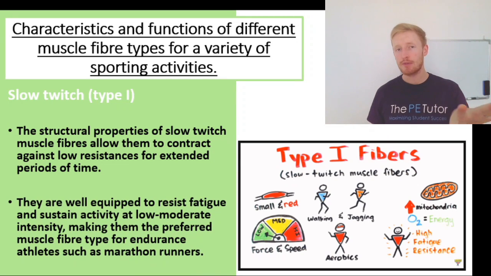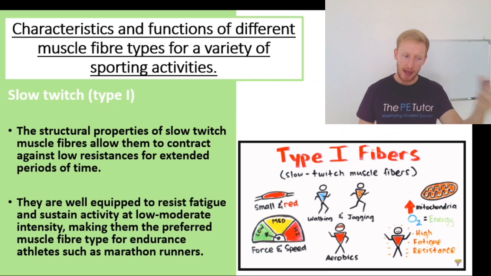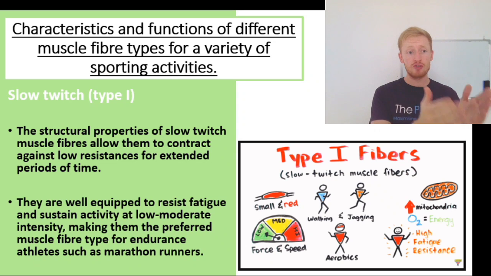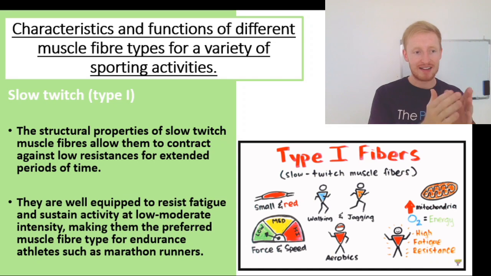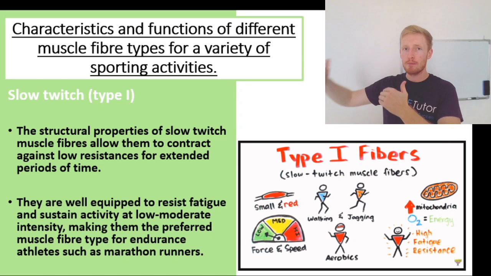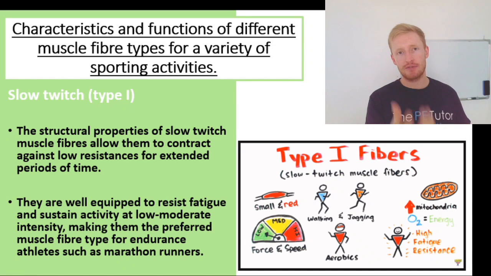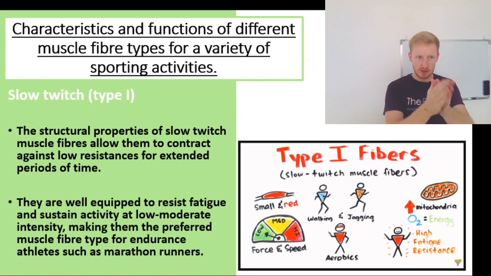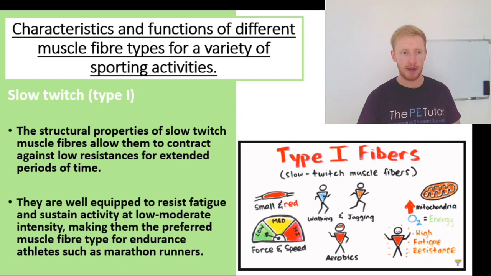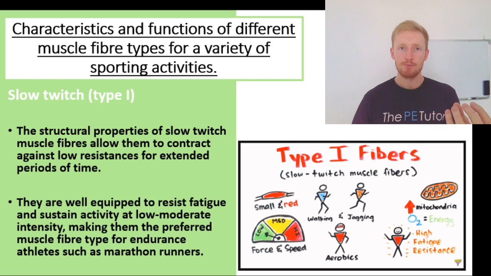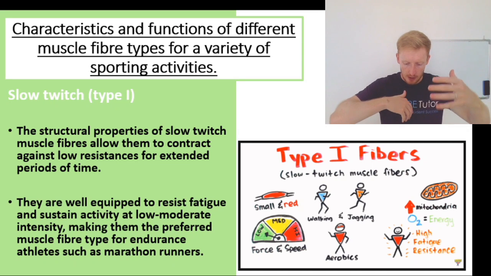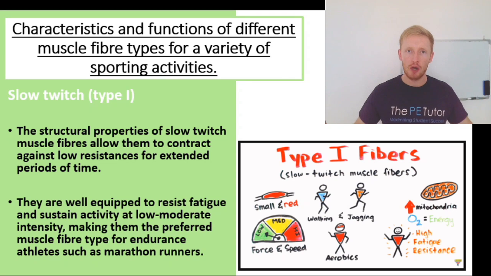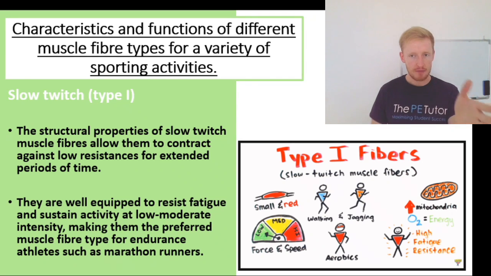And the aim of them, or not so much the aim, because a muscle doesn't really have an aim, but the properties lend themselves to certain functions. And for our slow twitch muscle fibers, it allows them to contract against low resistances for a long period of time and fight against fatigue. So the properties of slow twitch fibers, which we will look at later on, we're just looking at the basic characteristics and functions for now. We can use them to produce low resistant contractions for an extended period of time without getting early onset of fatigue.